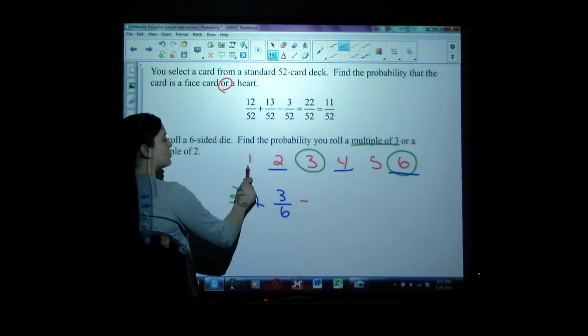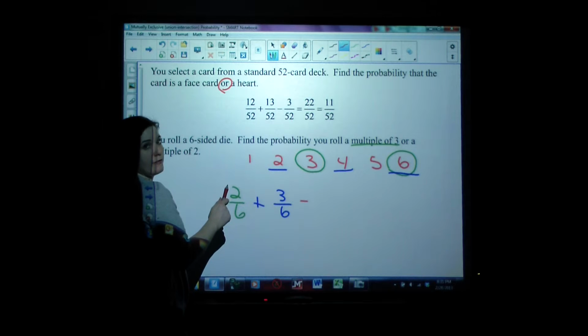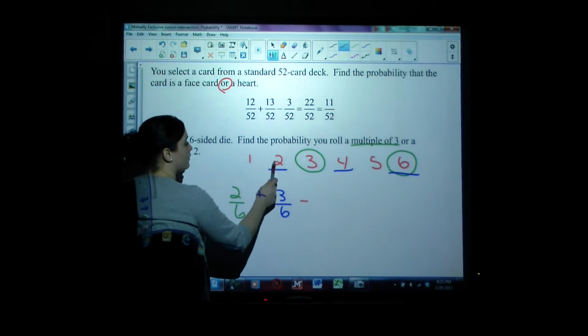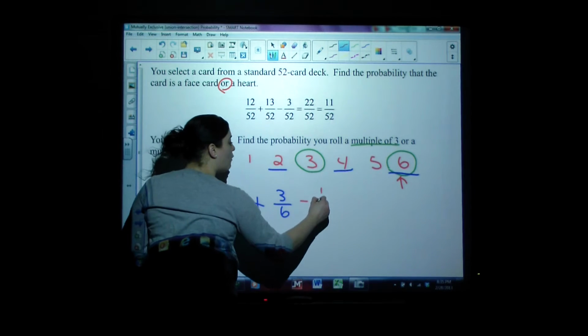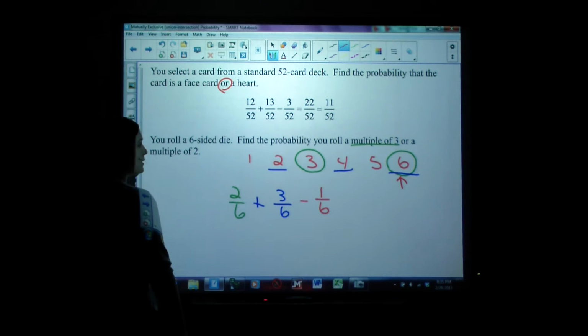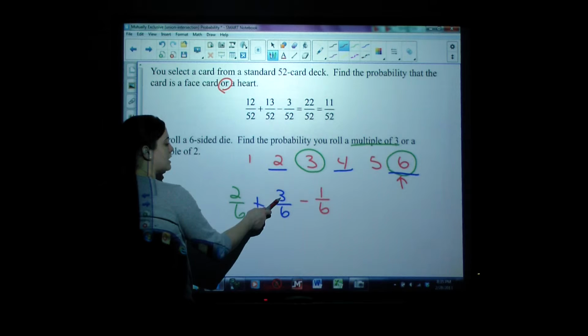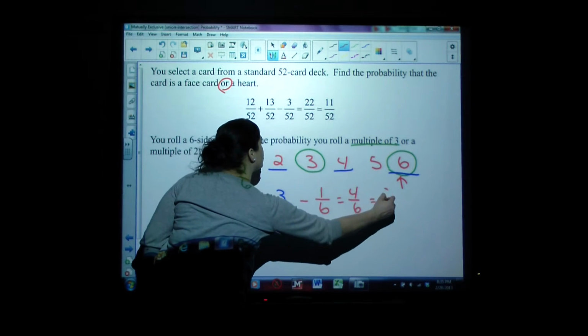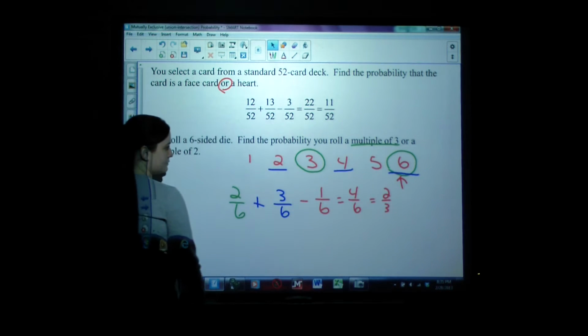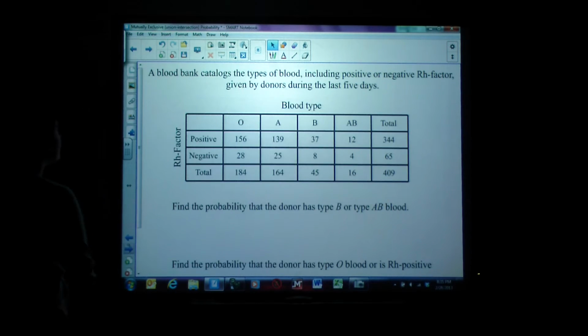Minus the overlap. What's an overlap? Well, that's when it's both of them, meaning a multiple of 2 and a multiple of 3. And the only one that was both was that one right there, meaning 1 out of the 6 was an overlap. So if we take 2 plus 3 minus 1, we again get that 4 out of 6, or 2/3. Okay, so that was mutually exclusive and not mutually exclusive, when events do occur at the same time and when they do not.